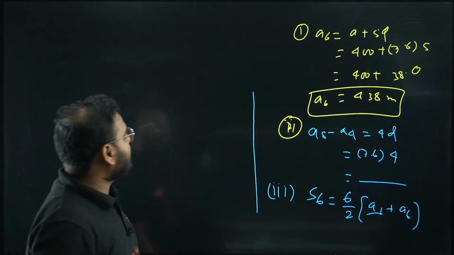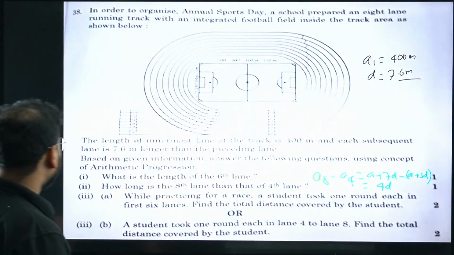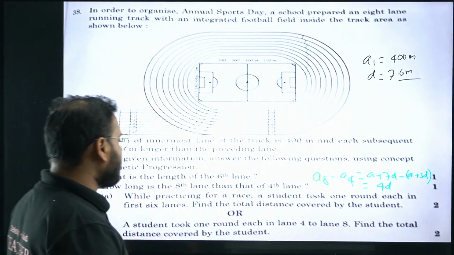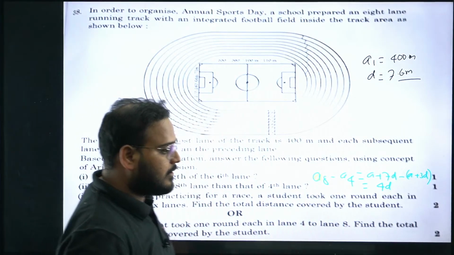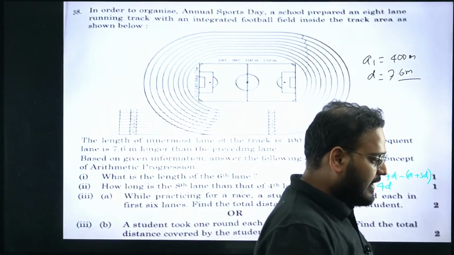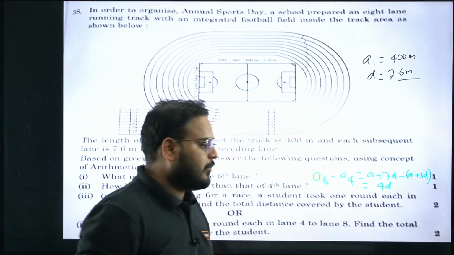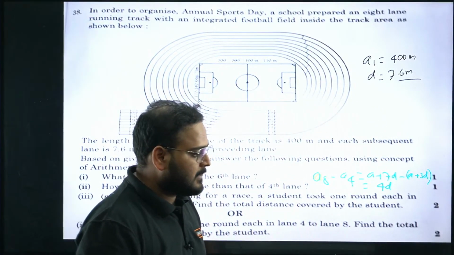Let's move on now. Part 3 is done. Part 4 now. Oh, 3B actually. A student took one round each in lane 4 to lane 8. Okay, 4 to 8 they have taken. Lane 4 to lane 8. Find the total distance covered by the student.